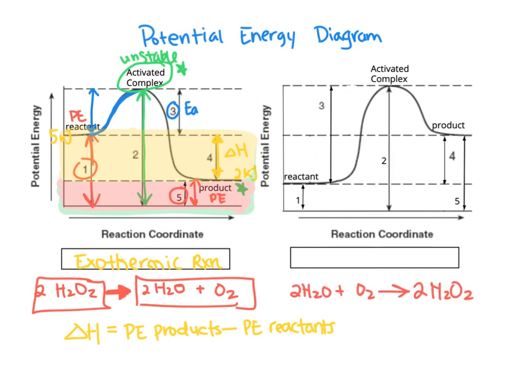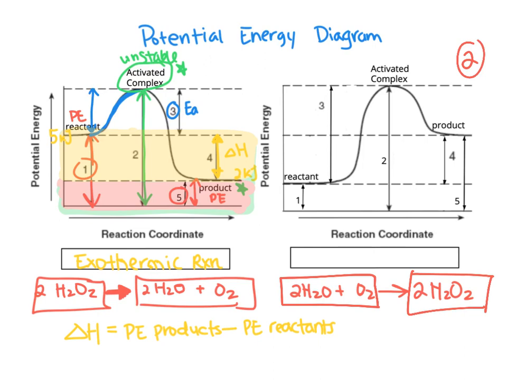Now moving on to the second potential energy diagram on the right side. Now we're going to look at the reverse reaction of what we originally had. So in this case, the reactants are going to be the water and oxygen that react together to form hydrogen peroxide as a product.